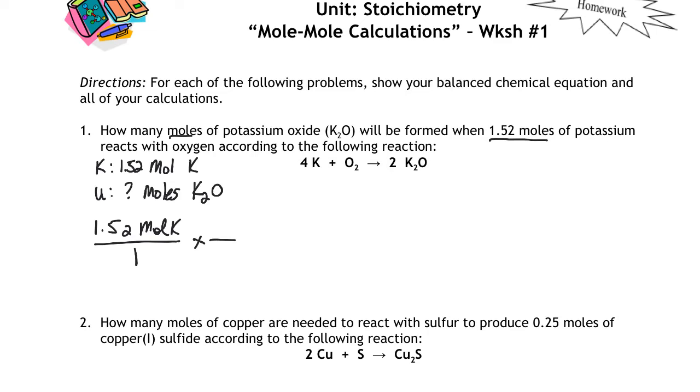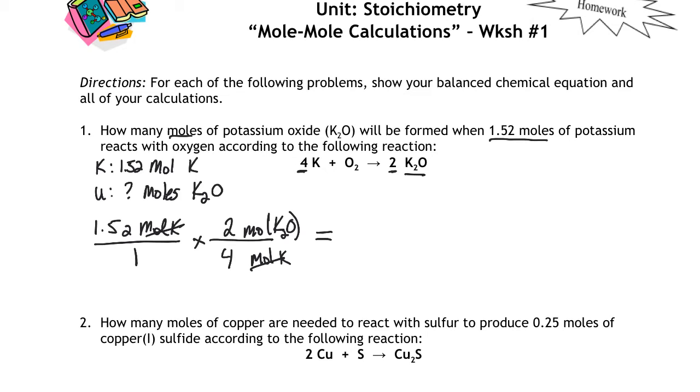This is just a normal dimensional analysis problem. If I have moles of potassium on the top, I'm going to need to have moles of potassium on the bottom. Well, I look in my reaction and I see that I've got 4 moles of potassium per every 2 moles of potassium oxide. Now I'm asked to find the number of moles of potassium oxide. So my moles of potassium are canceling out, and I'm left with the number of moles of potassium oxide.